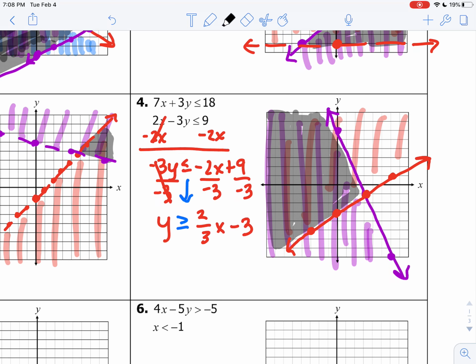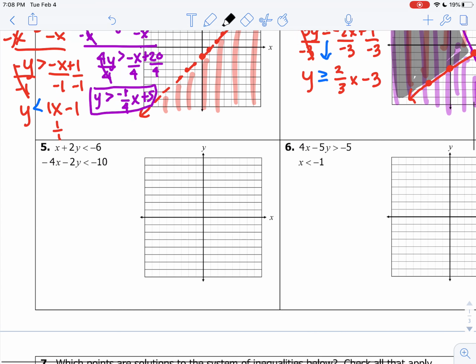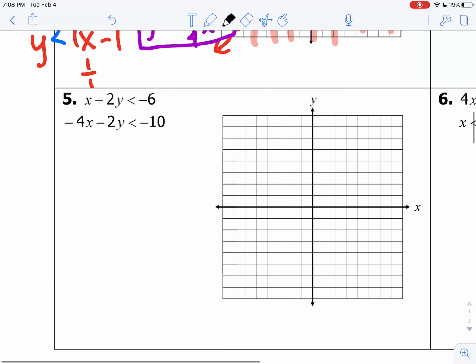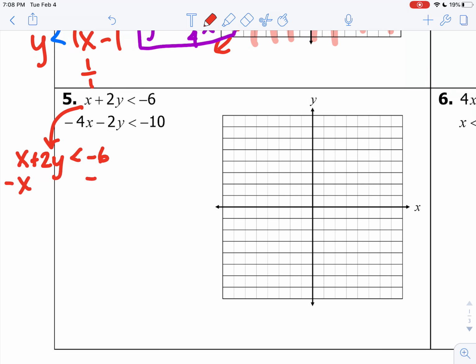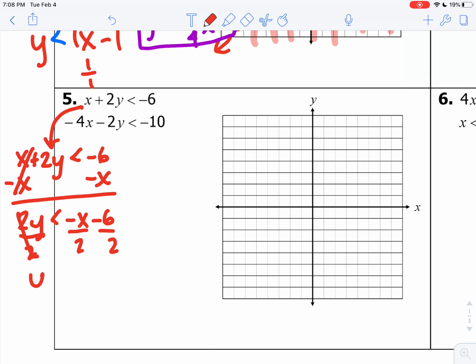Okay, number 5. We'll do the first one over here. So x plus 2y is less than -6. I'm going to subtract x from both sides. 2y is less than -x minus 6. And then divide by 2. So we didn't divide by a negative, so we're not going to flip the sign.